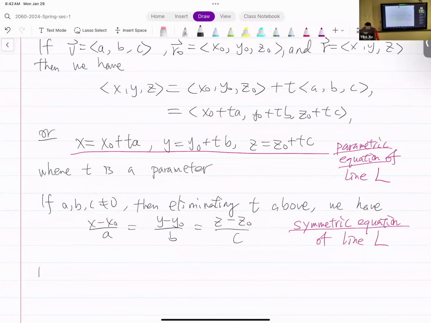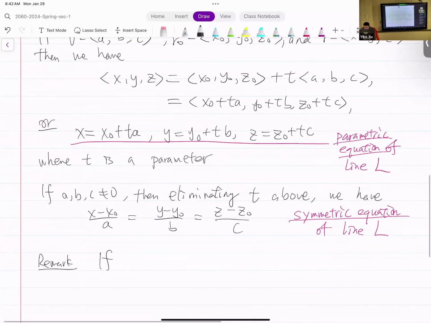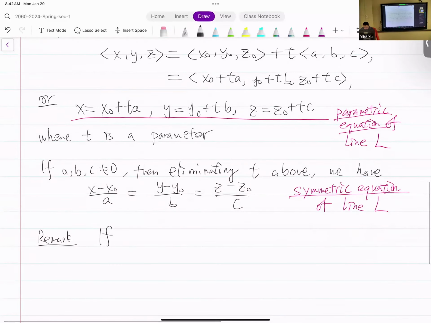Remark. So now we are saying a, b, and c need to be all non-zero in order to get this symmetric equation. If we have a equal to 0 and b, c are non-zero, then we cannot really divide by a. So that's something unfortunate. But we can still write the symmetric equation.